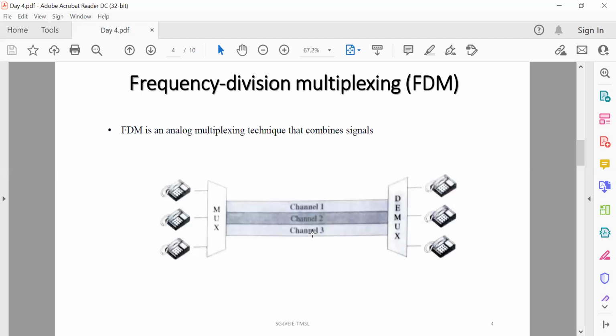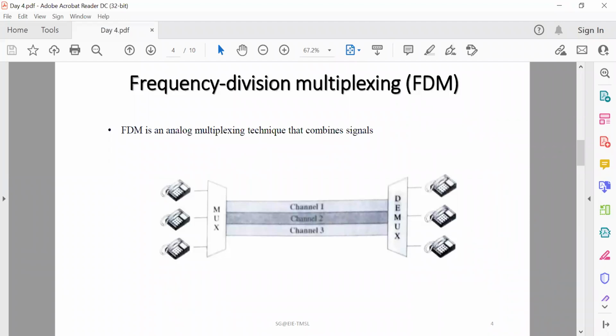Here the transmission path is divided into three parts, each representing a channel: channel 1, channel 2, channel 3, each of which carries one transmission. Now, we consider FDM to be an analog multiplexing technique. This doesn't mean that FDM cannot be used to combine sources sending digital signals. A digital signal can be converted to an analog signal before FDM is used to multiplex them.